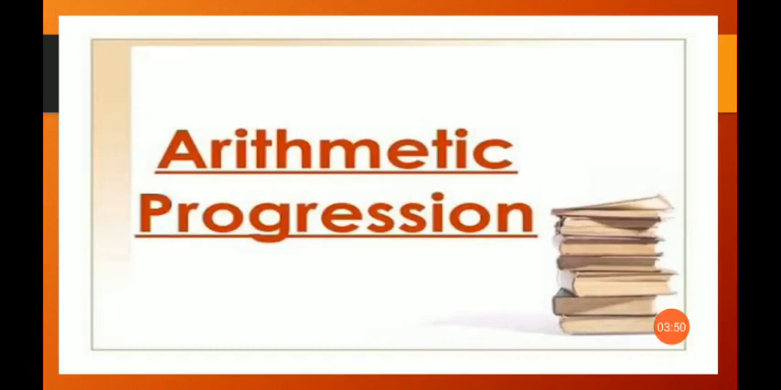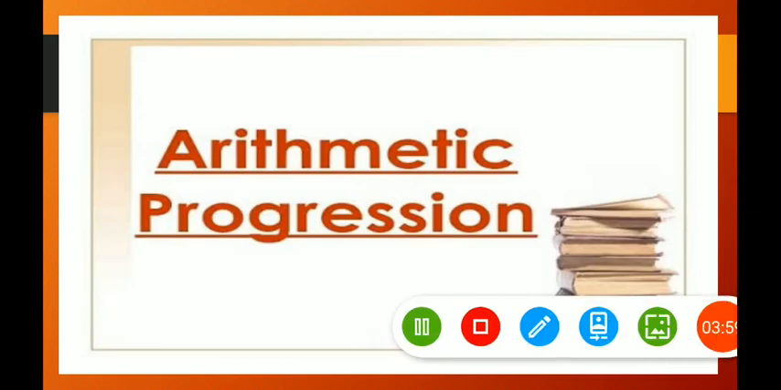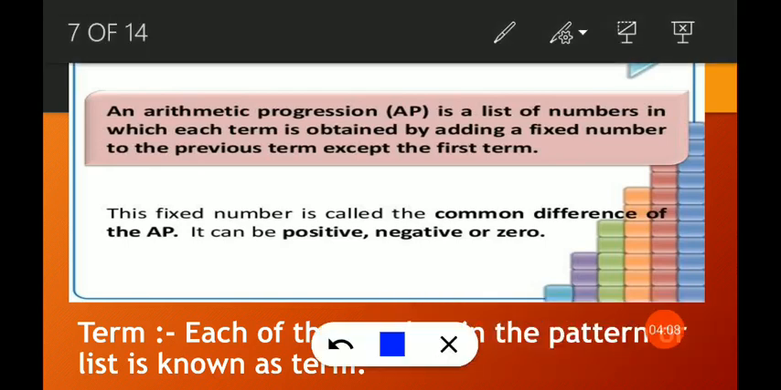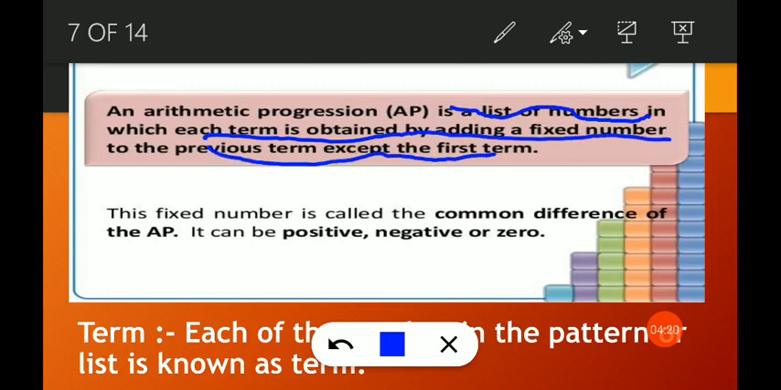So today we are going to start a new chapter which is known as arithmetic progression. Now what is arithmetic progression? Arithmetic progression is a list of numbers in which each term is obtained by adding a fixed number to the previous term except the first term.